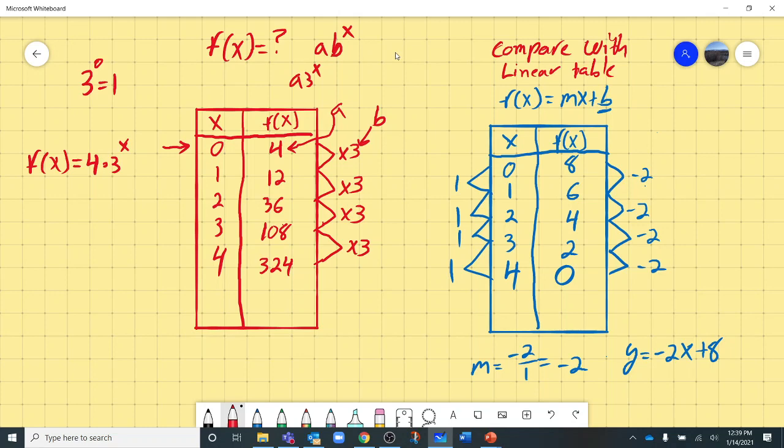Okay? And that's how we're going to figure out these functions. We just need to figure out the common ratio. Okay, that's it for this one.